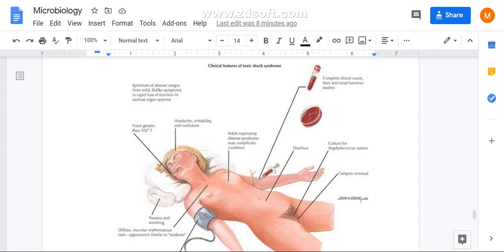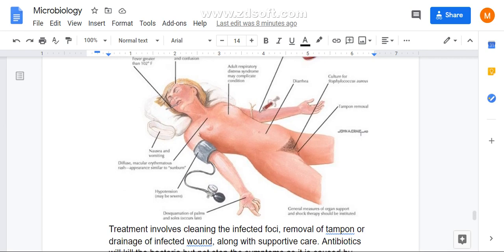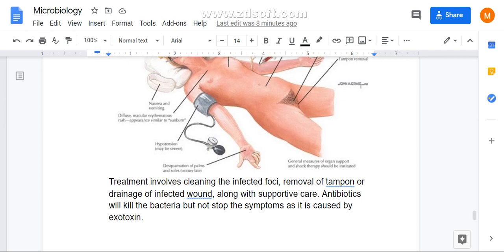You have the same thing, desquamation of palms and soles, toxic shock syndrome symptoms, right? So treatment involves cleaning the foci, removing the tampon, which is kind of obvious. Obviously, if you remove the tampon, why would they leave it in if that's causing the disease? Or drainage of the infected wound along with supportive care. Antibiotics will kill the bacteria but not stop the symptoms, as it's caused by exotoxin. Right? If we had a gram-negative bacterial infection, would the antibiotics stop the symptoms then?